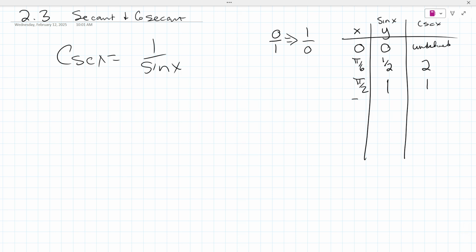What about 5 pi over 6? What's the sine of 5 pi over 6? Positive. Oh, no. I want to go 5 pi over 6. So the sine there is 1/2. The reciprocal is 2. How about at pi? What's the sine of pi? 0. What's the reciprocal of 0? Undefined.